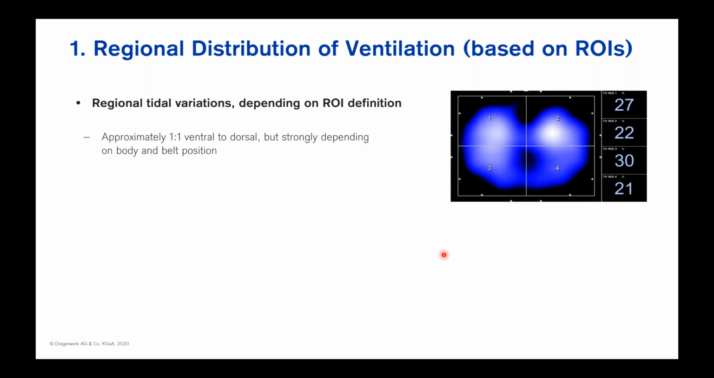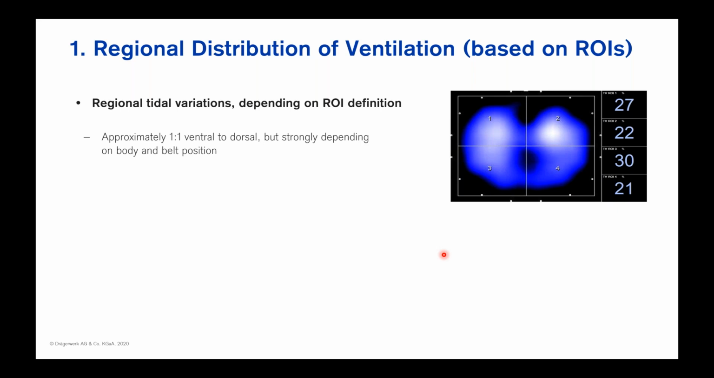First of all, the direct information and how we can quantify the regional distribution of ventilation is with the concept of the so-called regions of interest. We can subdivide our regions of interest into quadrants. And when doing that and having a subject with a homogeneous ventilation distribution, we can expect that each of the quadrants will probably receive between 20 and 30% of the total ventilation. And the total ventilation of all 4 quadrants always sums up to 100%.